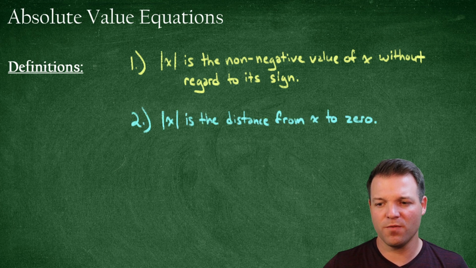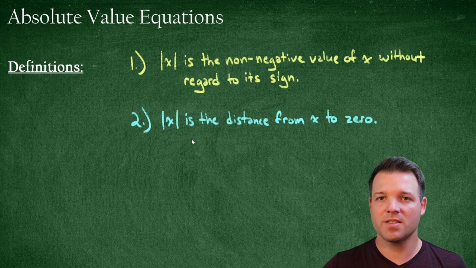All right, so let's go ahead and take a look at another definition. And this one you might be familiar with here. This one relates the absolute value to a real world physical measurement. And it says the absolute value of x is the distance from x to 0. Okay, so let's take a look at an example of that.